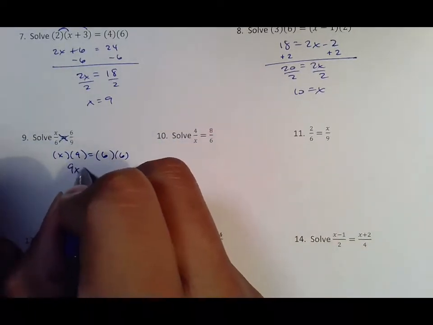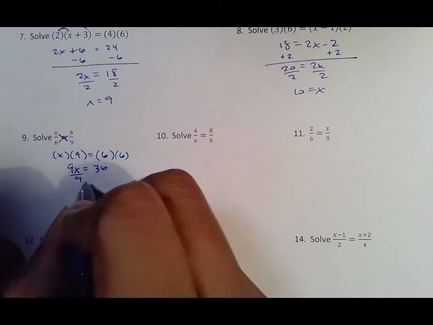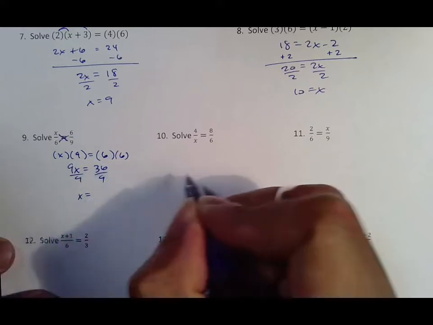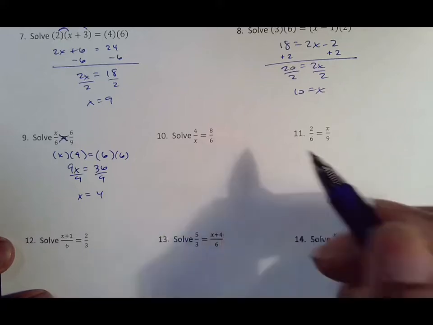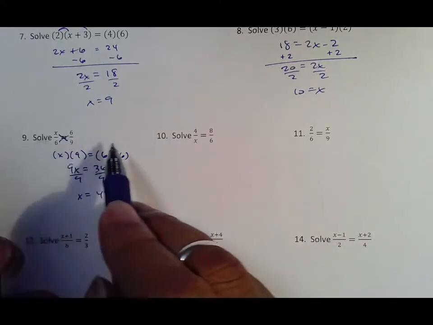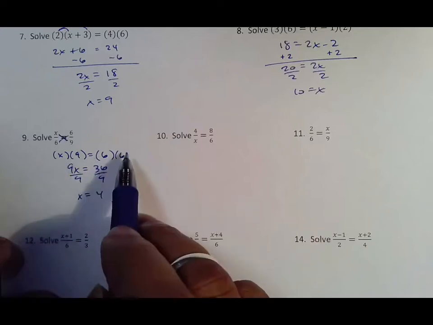This turns into 9x. This turns into 36. You divide by 9. You divide by 9. You get x equals 4. There is no need, really. Again, when it comes to these, using the parentheses is important.